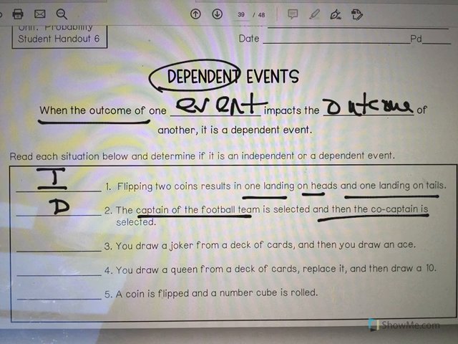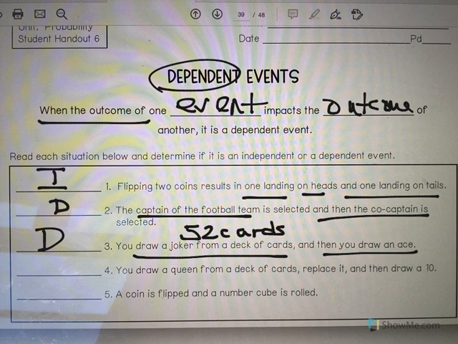Okay, so here you go. You draw a joker from the deck and then you draw an ace. Put me on pause and guess. Okay, did you guess dependent? It is, because when you draw a joker, it's 52 cards in the deck, and then once you take the joker out, now it's 51 cards in the deck. So that is why it is dependent.